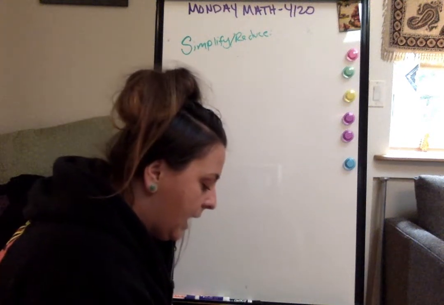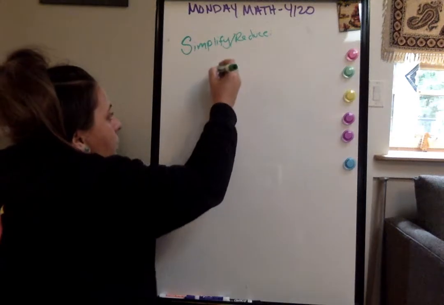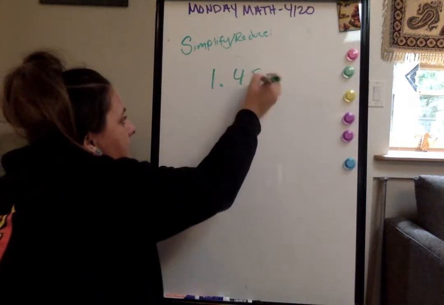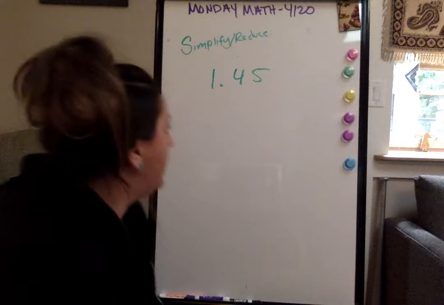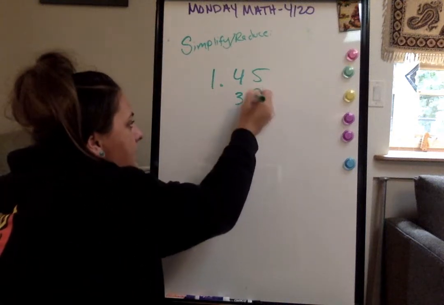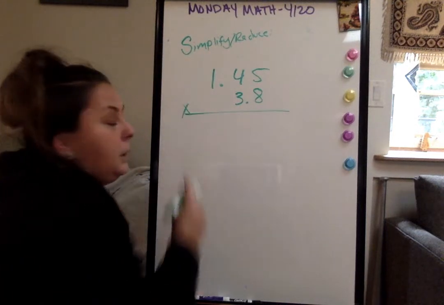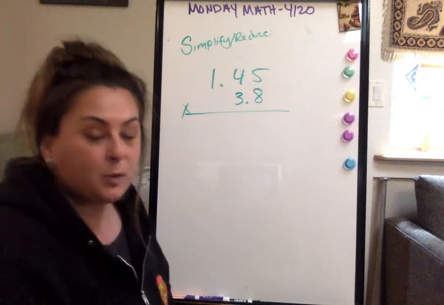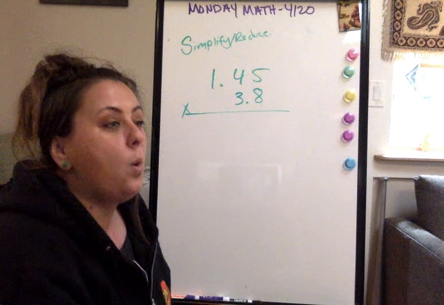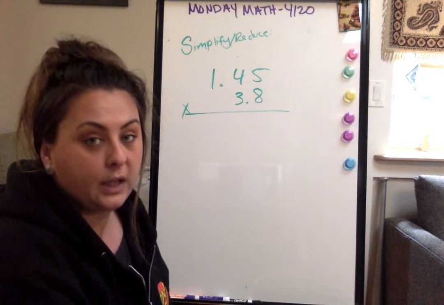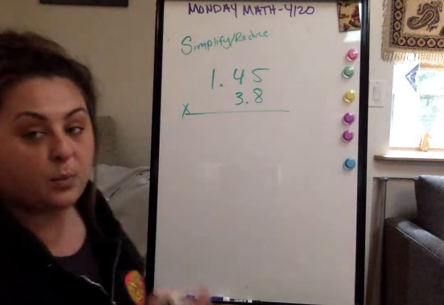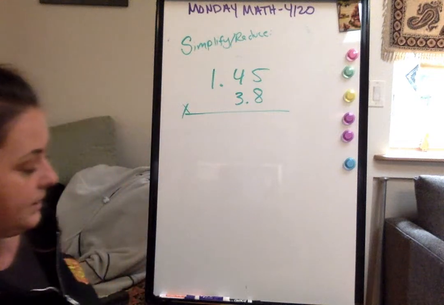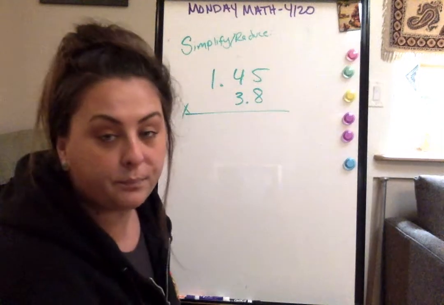So we're going to multiply 1.45 times 3.8. Now remember, multiplying decimals, you just multiply it like regular. You almost ignore the decimals when you're figuring it out. Okay? It's when you add and subtract decimals that they need to be lined up.